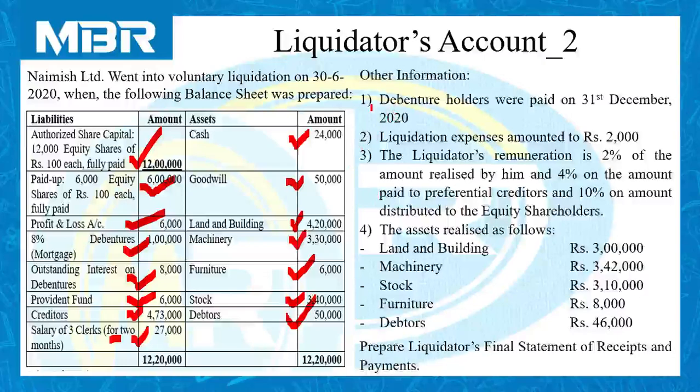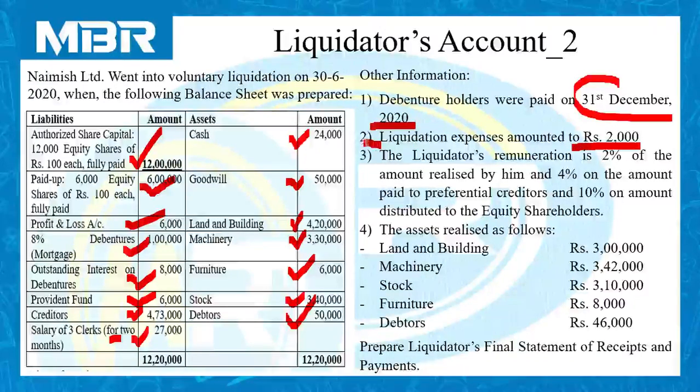Other information. Number 1: debenture holders were paid on 31st December 2020. The date of payment to the debenture holders will play an important role at the time of calculation of payment to debenture holders. Number 2: liquidation expenses amounted to rupees 2,000. And number 3 is most important for this question.